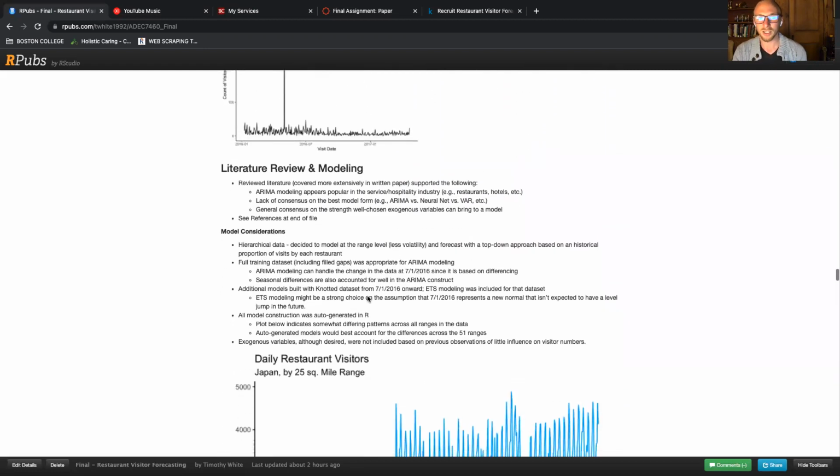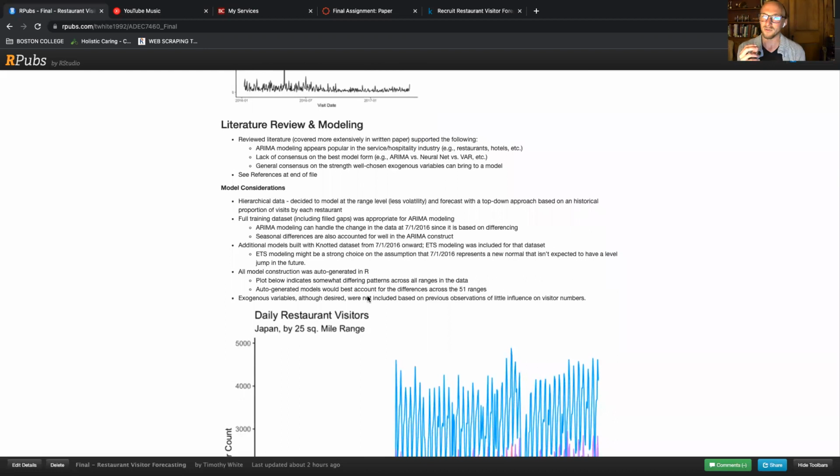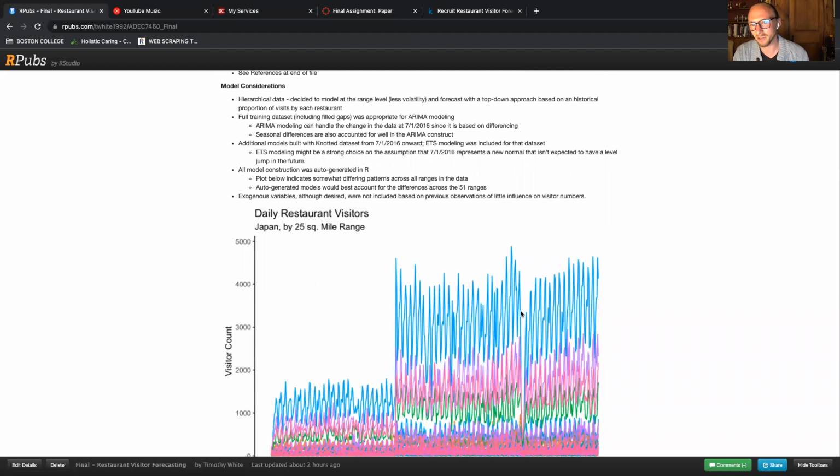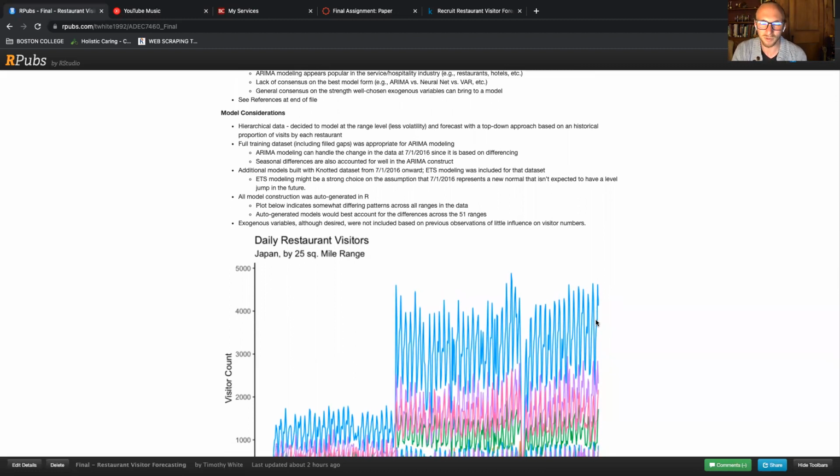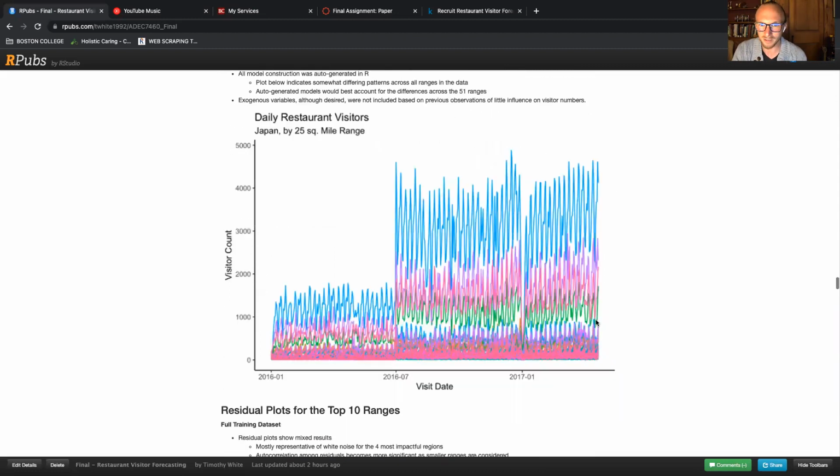And then I built 2 more models, but on an adjusted training data set, where I started at July 2016 as the first observation date. And this just acknowledged that maybe it's not a shift in history, so a level jump to where it's always going to stay. I can't prove that, but it seemed as though it held for longer than it held for a good amount of the training data. And so for that, I built an auto ARIMA model and also an auto ETS model.